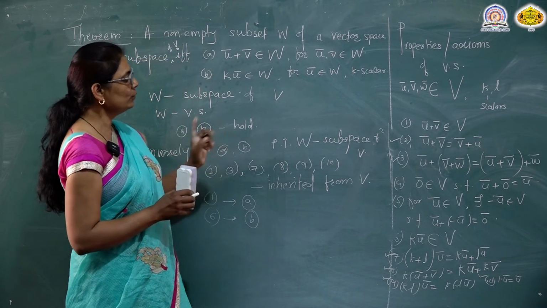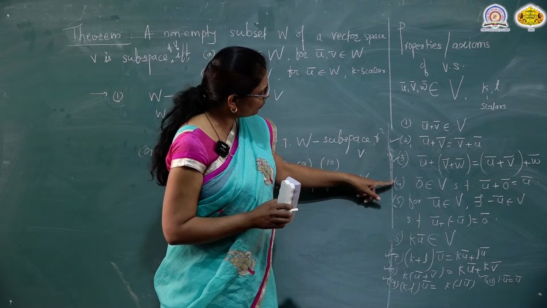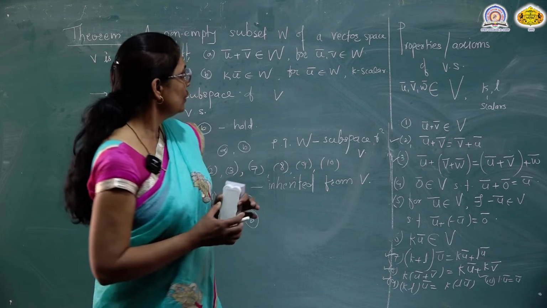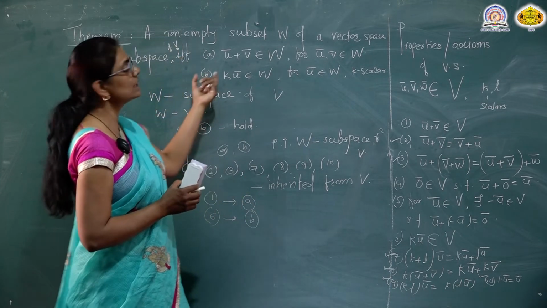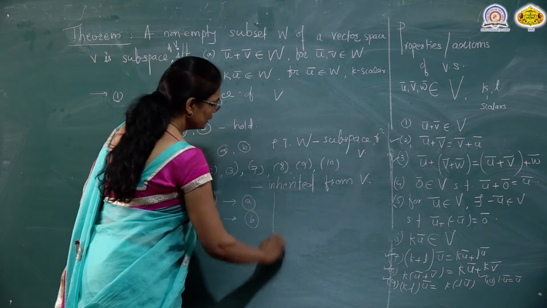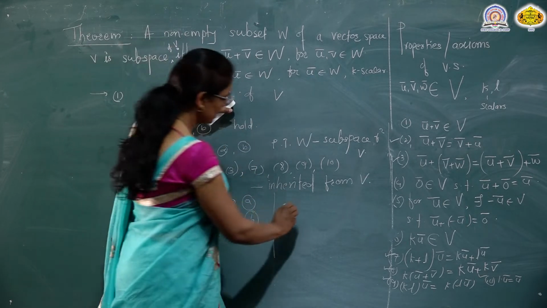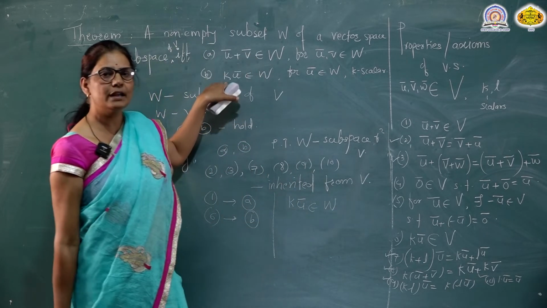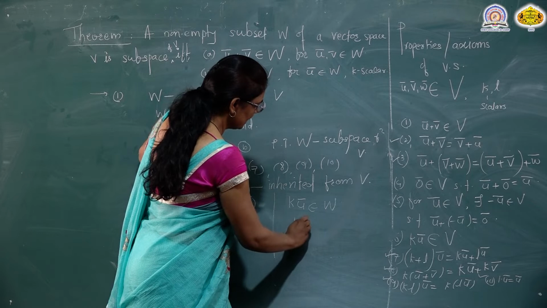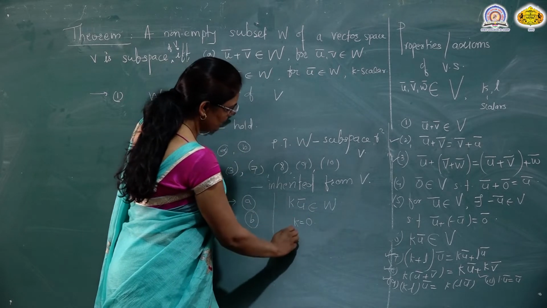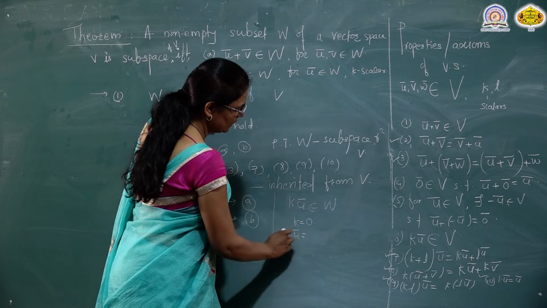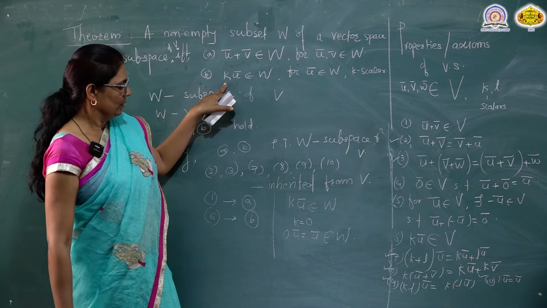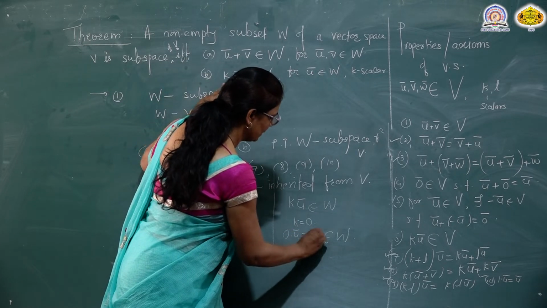So now it remains to prove the 4th and 5th properties, that is existence of zero element and existence of negative element. For that we use condition B. Condition B says that a scalar and a vector in W again belongs to W. Now we take the scalar K equal to 0. So this product becomes 0 into U bar, which is equal to 0 bar, belongs to W.